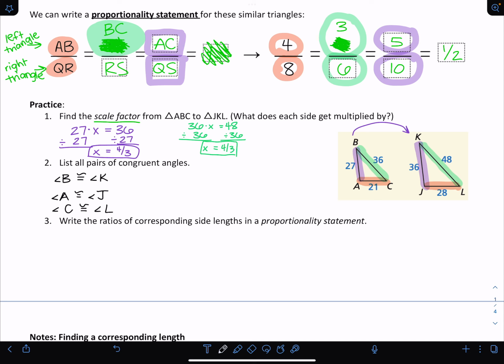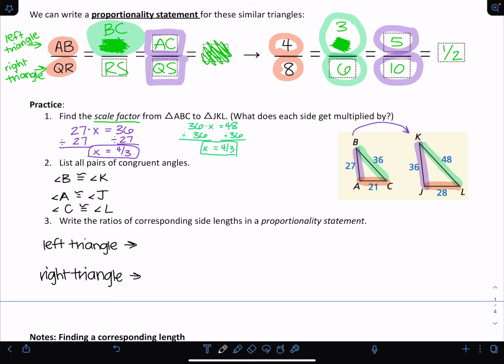Cool. Finally, write the ratios of corresponding side lengths in a proportionality statement. So just like we did up here, this big thing with multiple equal signs is our proportionality statement. That's what we're going to write for these triangles. So we're matching up pieces of the left triangle on top and the right triangle on bottom.